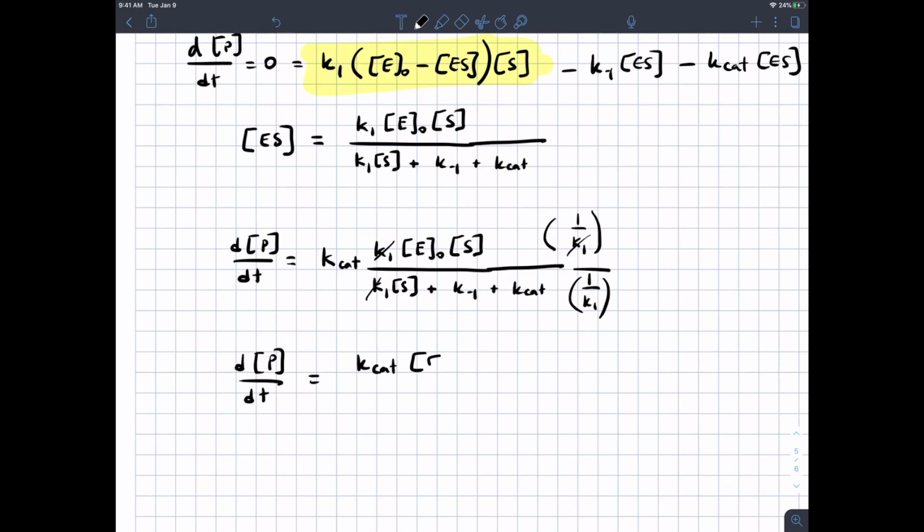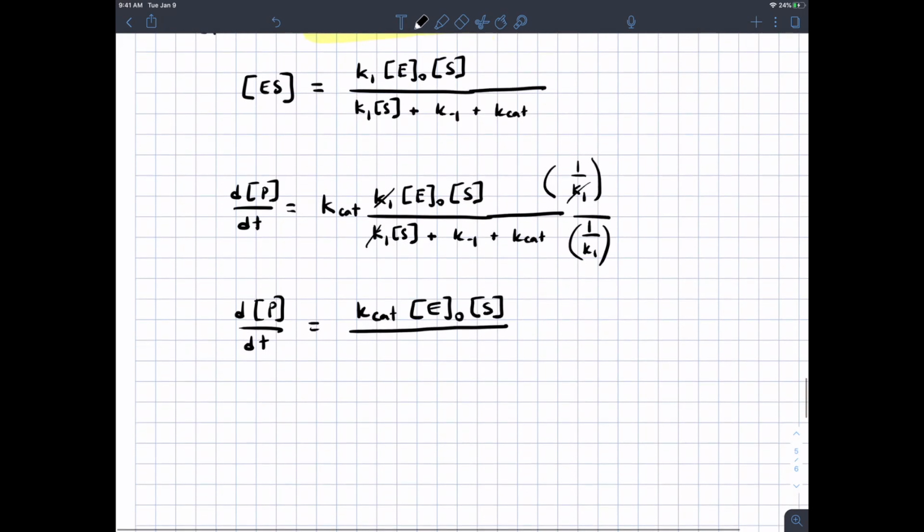So in the numerator, we now have K cat, total enzyme concentration, substrate concentration. In the denominator, we again have substrate concentration, and then we have this weird K minus 1 plus K cat divided by K1. And that, my dear friends, is what we call the Michaelis constant, or Km. And that is difficult to interpret.